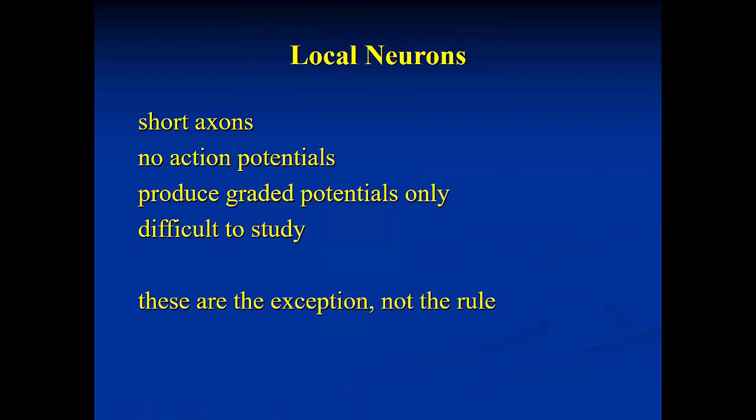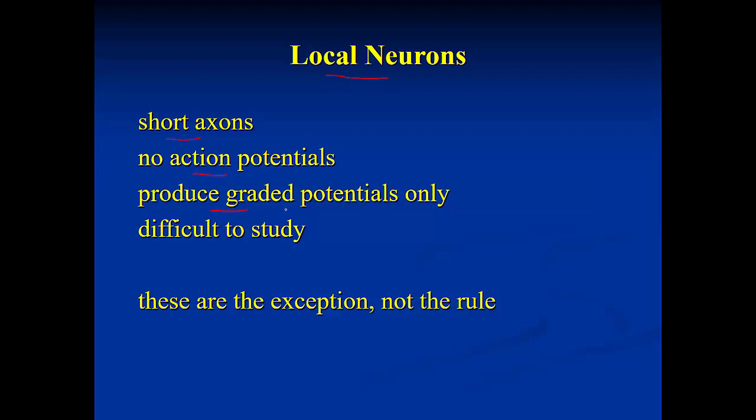Now, the book talks a little bit about local neurons. I'm just going to mention them in terms of complex behavior. We're really not going to spend much time on these. I just want you to know what they are in case they turn out to be important down the road. Right now, we really don't know too much about these things. There seems to be a class of neurons called local neurons. These have very short axons. These don't have action potentials. They only produce graded potentials.